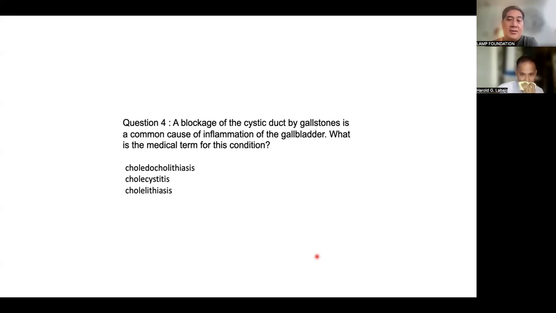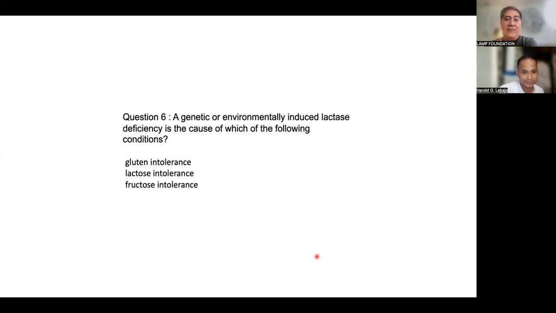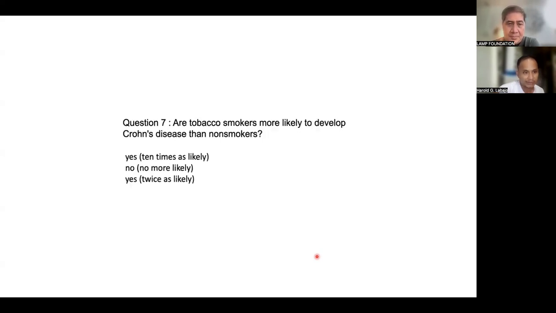A blockage of the cystic duct by gallstones is a common cause of inflammation of the gallbladder. What is the medical term for this condition? Cholecystitis. Condition of having diverticula in the sigmoid colon which are not inflamed is? Diverticulosis. A genetic or environmentally induced lactase deficiency is the cause of which of the following conditions? Lactose intolerance.